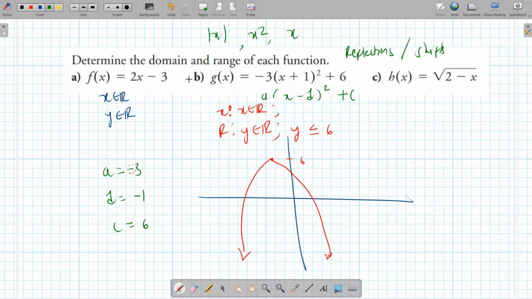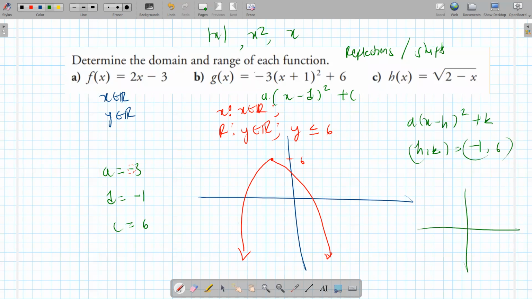Okay? Okay. There's another way you could have constructed this graph without using transformations, and that's by comparing this with a(x - h)² + k. You see the vertex (h, k) is at -1 and +6. And we know this graph is opening downwards because the leading coefficient is negative. That's also a way you could have constructed this graph. Cool. Okay. Let's look at C.